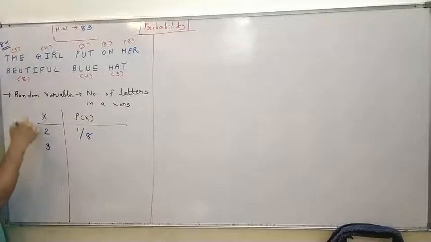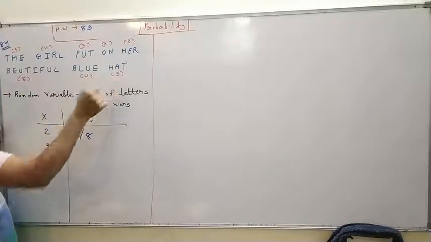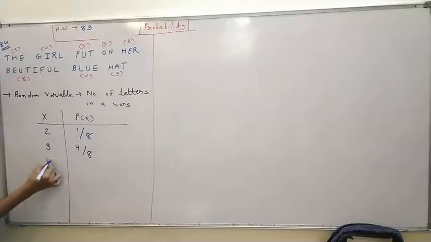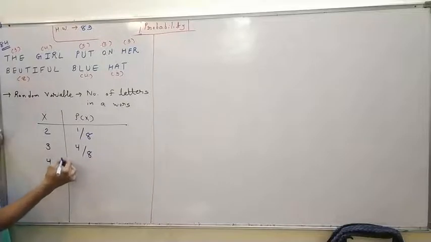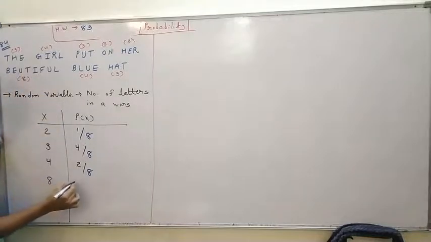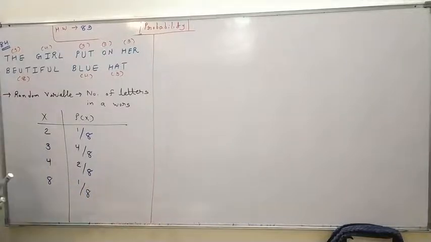The probability of selecting a 3-letter word: 1 2 3 and 4, that is 4 by 8. And 4-letter words selected, sorry, 2 words, girl and blue. Okay, probability is 2 by 8. And last is the 8-letter word, 1 2 3 4 5 6 7 8, probability 1 by 8.